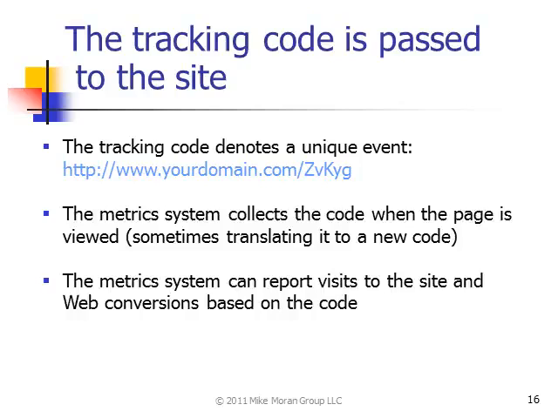So in each of these cases, the tracking code is passed to the site. And as we talked about before, it denotes a unique event. Now you can decide at what level you need to do this tracking. So you can decide, for example, that you're going to track all YouTube videos with one tracking code. Or you can decide that each individual video will get its own tracking code.